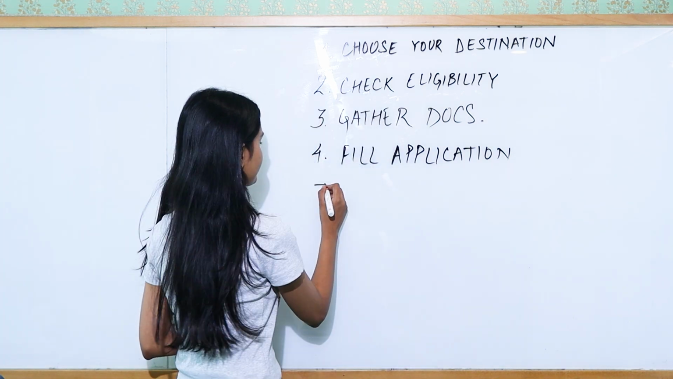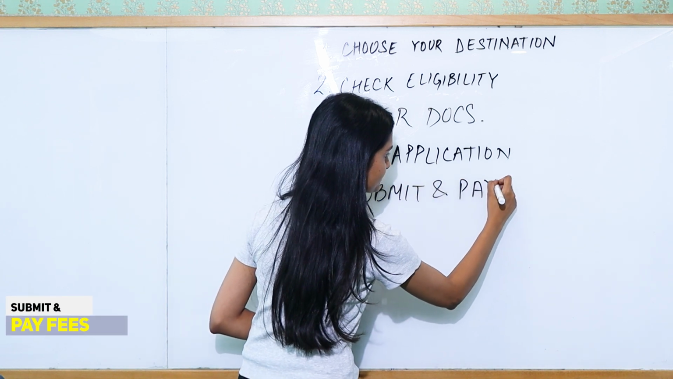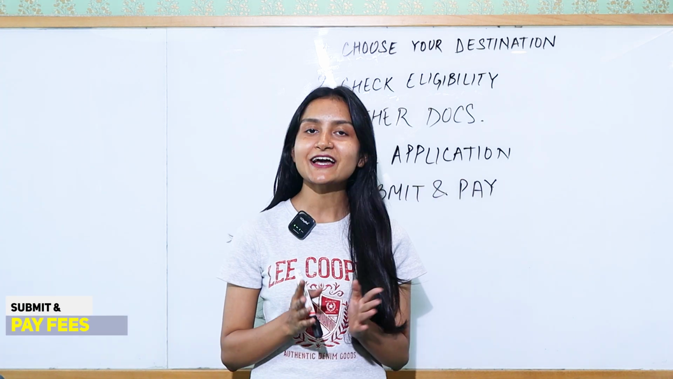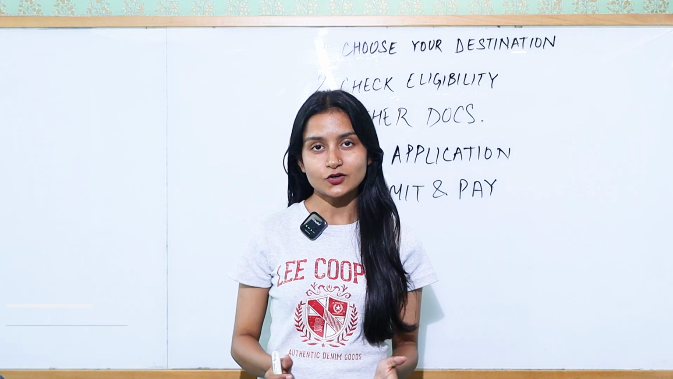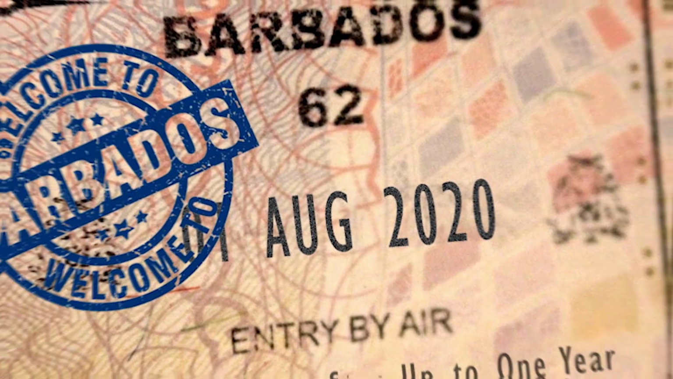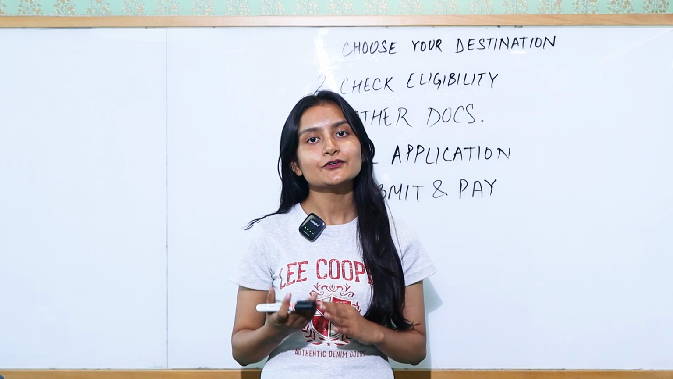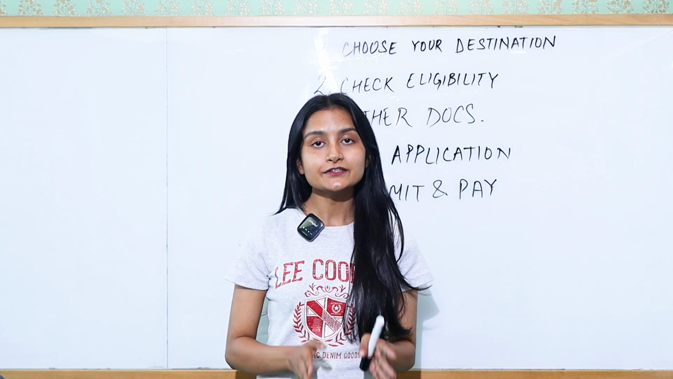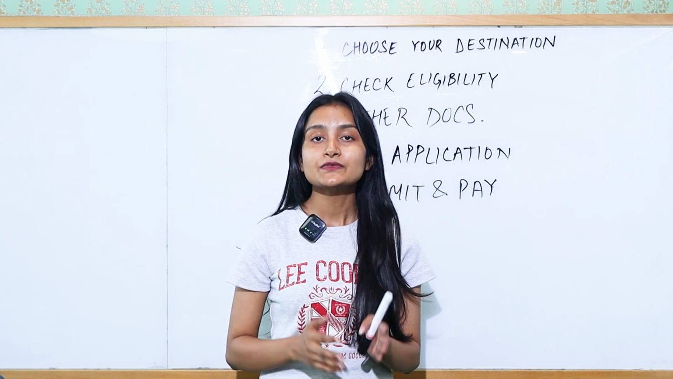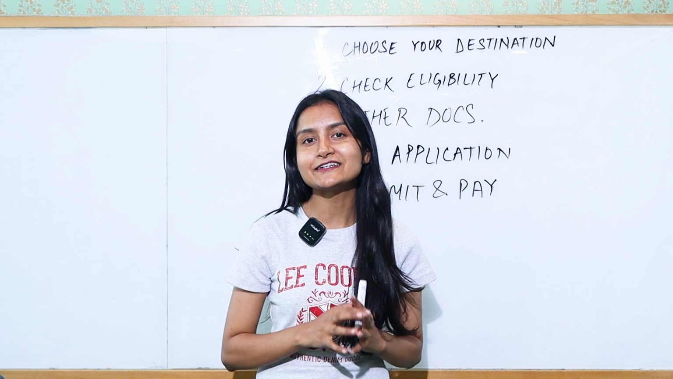Step 5. It's time to submit and pay the fees. And that's it. Time to hit submit and pay the application fees. The cost varies. A Barbados visa is around $2,000 while others like Estonia are much cheaper. You'll usually pay by credit card or bank transfer. Once that's done, you should get a confirmation email. Now save it, screenshot it, print it, but just don't lose it. You might need it later.